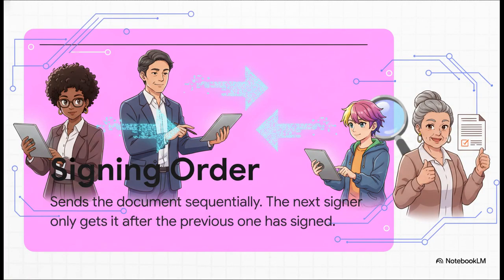Now check this out because this is a really powerful tool. It's called Signing Order. Normally, everyone gets the document at once, but what if you need, say, a manager to approve a document after their employee signs it? You can turn on Signing Order. This makes sure the document goes from person to person in the exact sequence you want. It's perfect for managing those kinds of workflows.